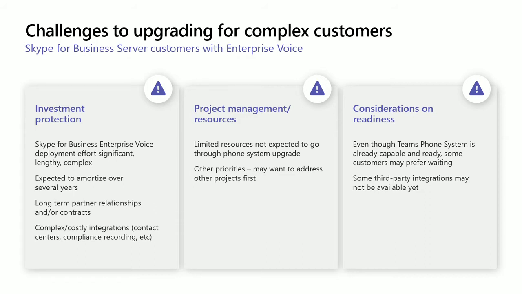It's okay. So we have investment protections that we have to look at here. A lot of these deployments took a while, right? It was not easy to just deploy a Skype for Business Server topology. We purchased hardware, right? That hardware has to amortize over a certain number of years. So organizations that maybe just recently finished their deployment of Skype for Business Server can't simply just turn them off and go to Teams because they have a hardware investment that they have to account for.